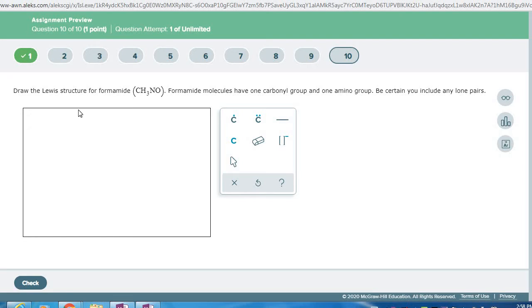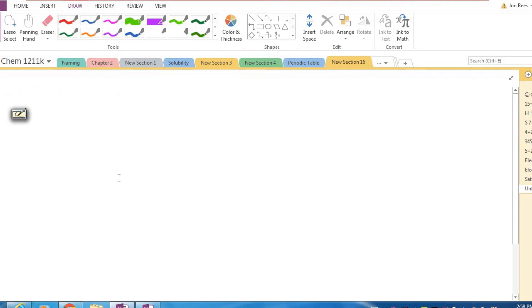Okay, we're being asked to draw a Lewis dot structure for formamide, CH3NO. It gives us some more information structurally: we have one carbonyl group and one amino group, which should be very helpful to us. Okay, so let's go back and draw this out, and see if we can do this.